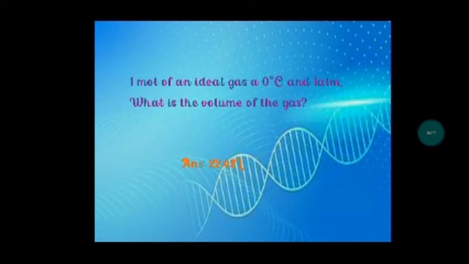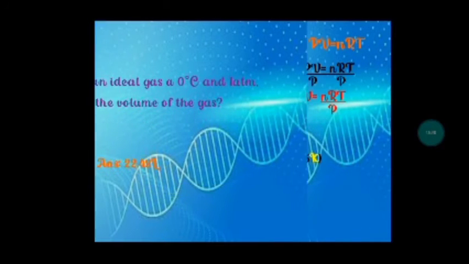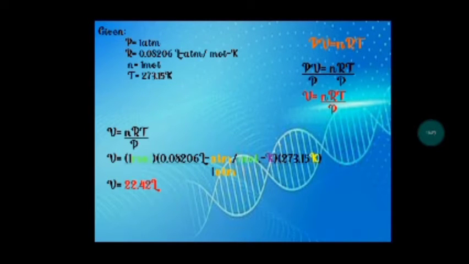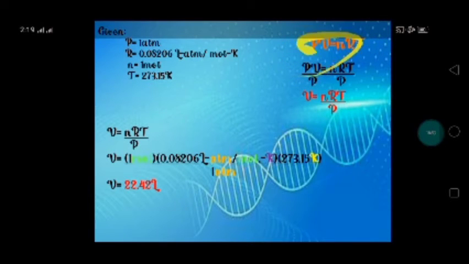In this problem, it's asking for the volume of the gas. First we write down our given. The pressure is 1 atm. The ideal gas constant is 0.08206 liter atm per mole per Kelvin. The number of moles is 1 mole. And the temperature, the constant value, is 273.15 Kelvin. The formula of the ideal gas is PV equals nRT.